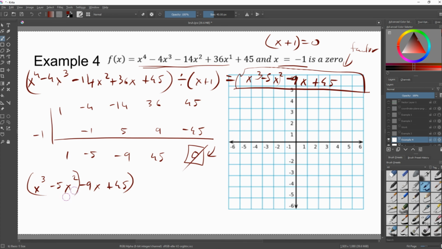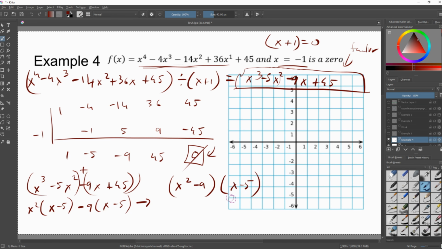So I think I can factor by grouping here. All right, so I can take out x squared here, and I have x minus 5. And I take out a -9, and I have x minus 5. So then that becomes x squared minus 9 times x minus 5. And I break this down some more. That becomes x plus 3, x minus 3, right, because it's the difference of squares.